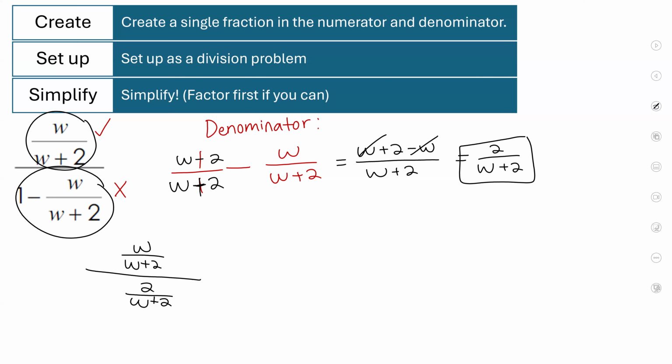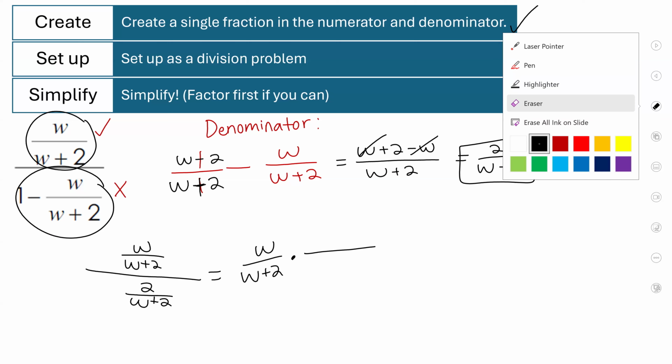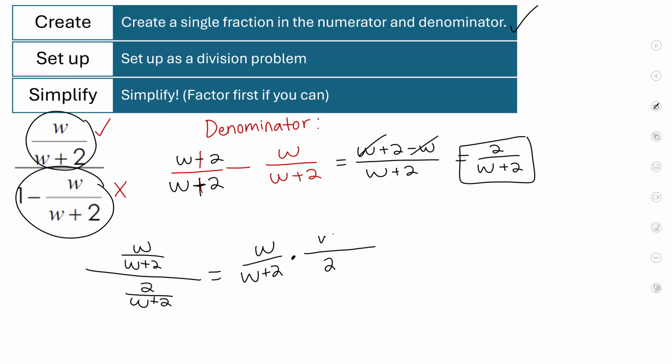Okay, so guys, we did step 1. We created a single fraction in the numerator and denominator. Now we're going to set it up as a division problem. So you keep the first one, change it to multiplication, and you flip the second one. Oops. The 2 is now in the denominator, and the W plus 2 is in the numerator. And now simplify. Your answer is W over 2.